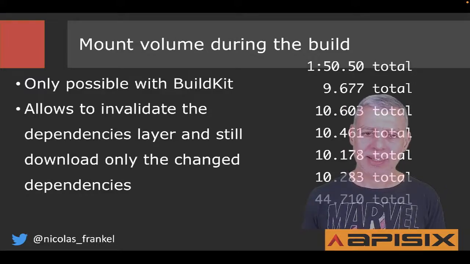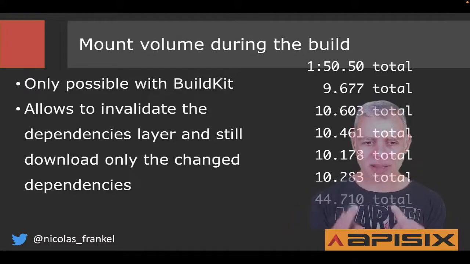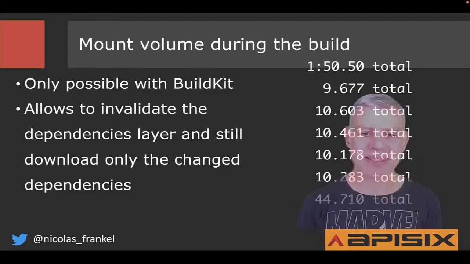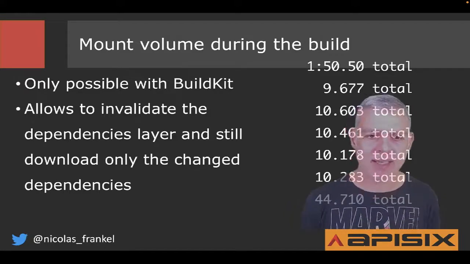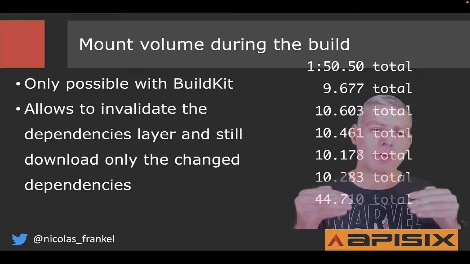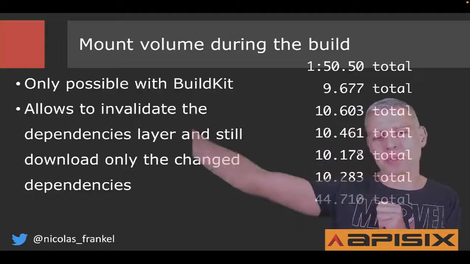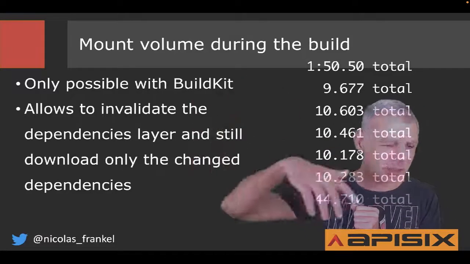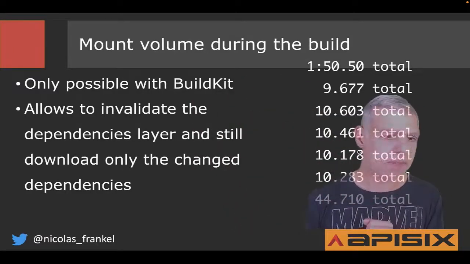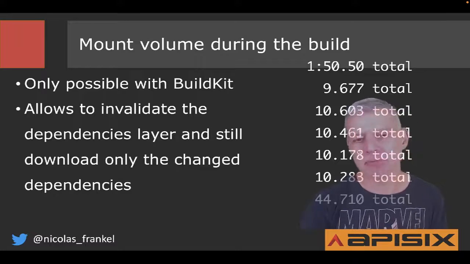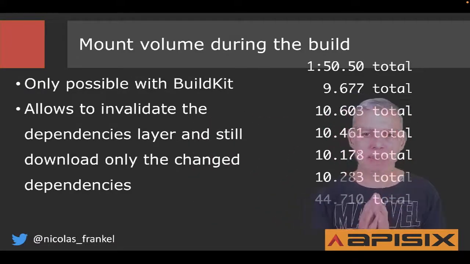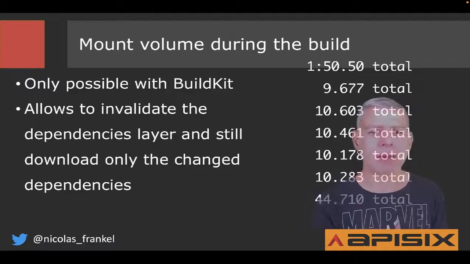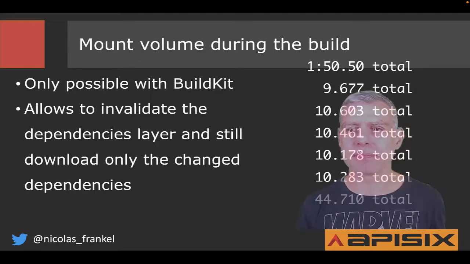Now, here, in the last run, I changed the dependency itself. And what you can see is that it increased the build time, of course, because it needs to download the new dependency. I've changed the Kotlin version, but it's much faster than re-downloading every dependency. So if you are using Buildkit, and probably you already are, then it's a no-brainer.